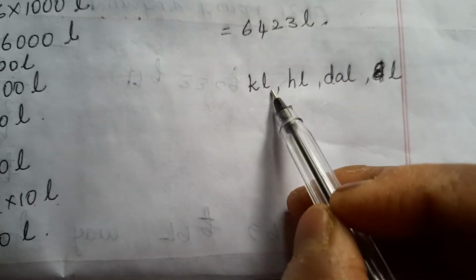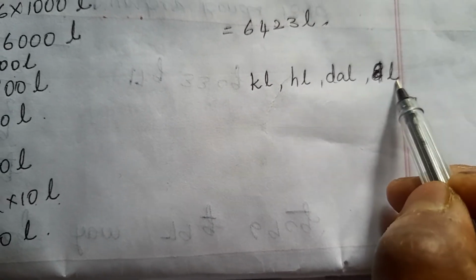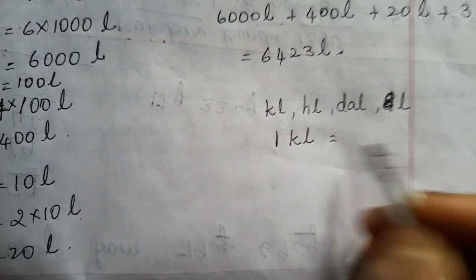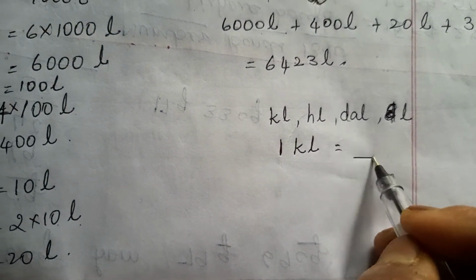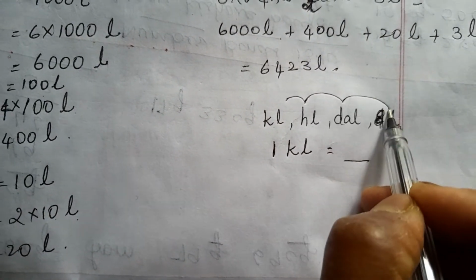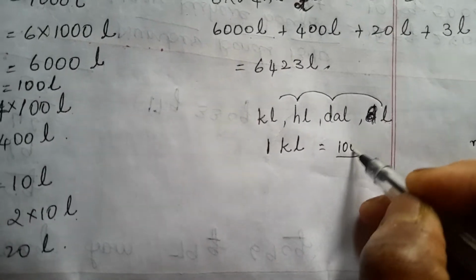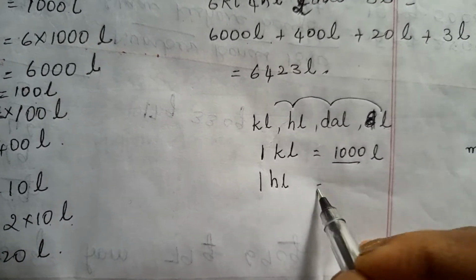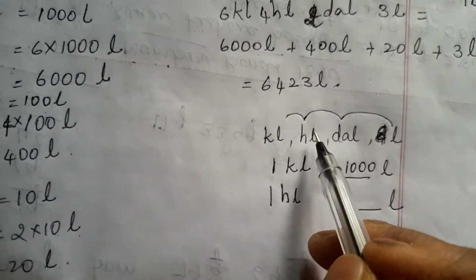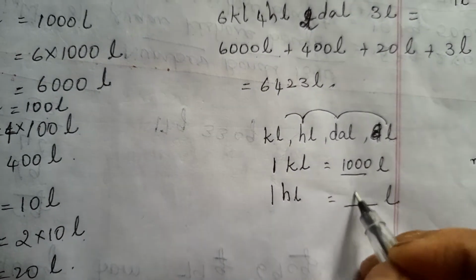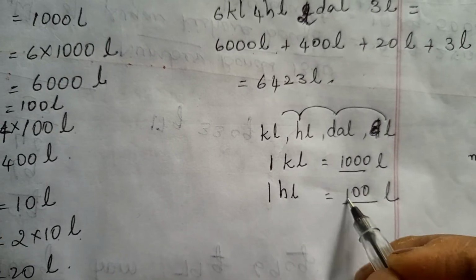We have taken like this: kiloliter, HL, DAL and L. So 1 kiloliter, now you should be able to tell me, 1 kiloliter equal to how many liters? How many jumps? 1, 2, 3 jumps. So 3 zeros, 1000 L. Now 1 HL equal to dash L. We will start from HL. How many jumps? 2 jumps. So 2 zeros followed by 1.